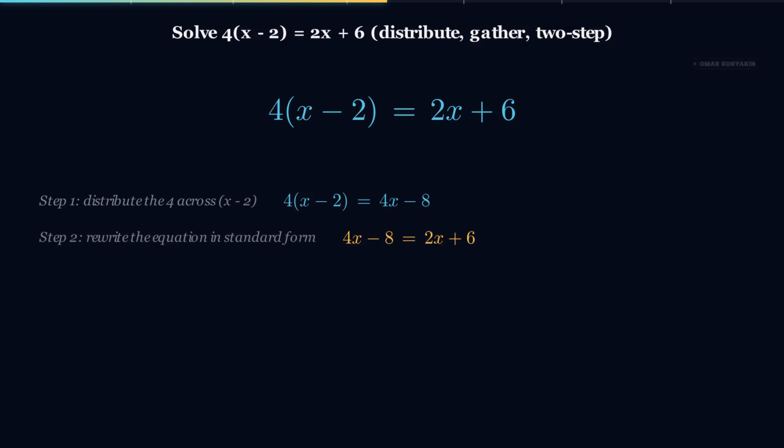Step 2. Choose the gather direction. The left side has the larger variable coefficient at 4, so gather to the left by subtracting the smaller term 2x from both sides. Step 3. Subtract 2x from both sides.